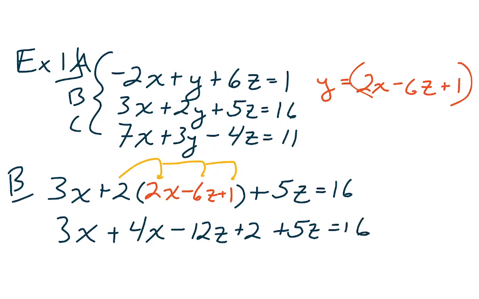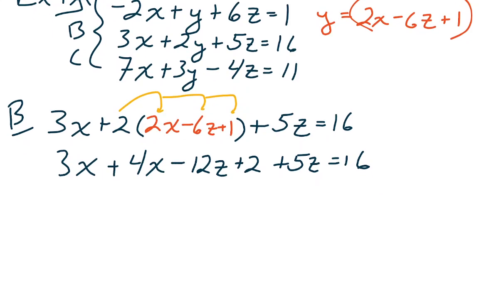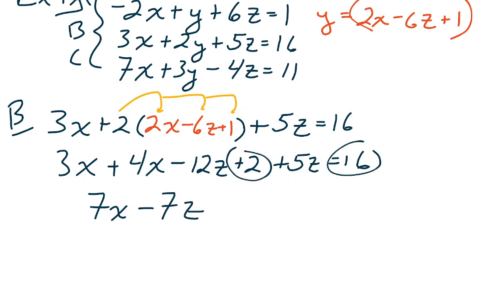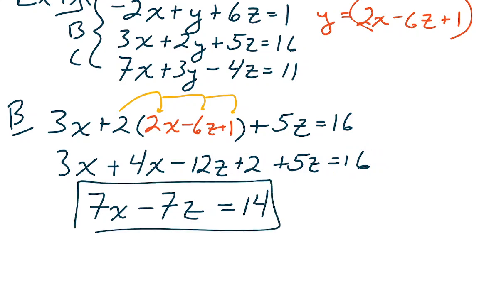Again, it's looking rather large, but if you relax a little bit, you notice that you've got some x's that can add together. Of course, those like terms are 7x, and I have some z's that can combine together. Careful with the negative, you get negative 7z. Now, this 2 and this 16, they're going to want to be together on the other side. So I'll subtract 2 to the other side, and I get 14.